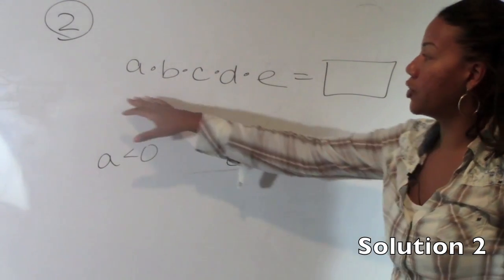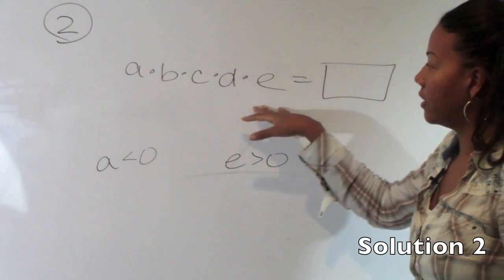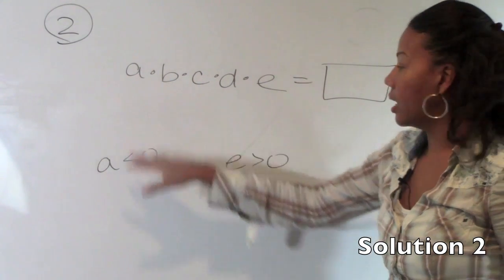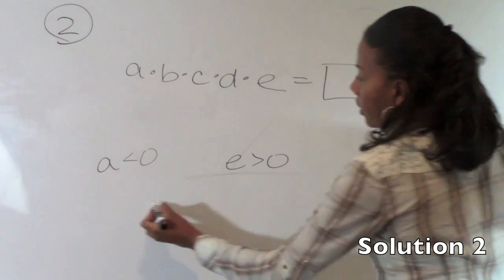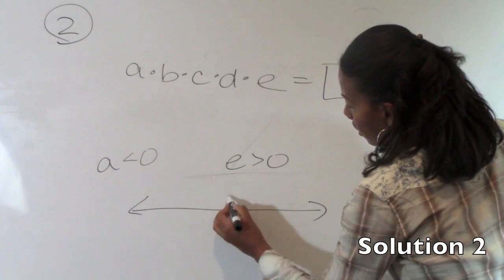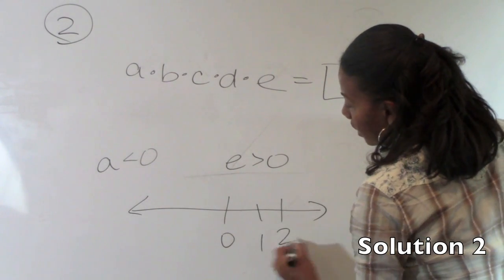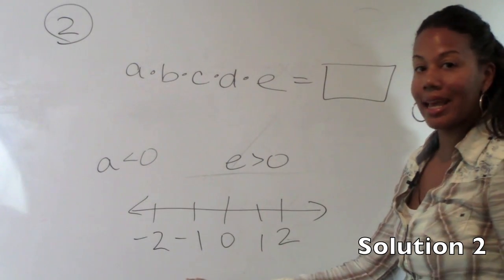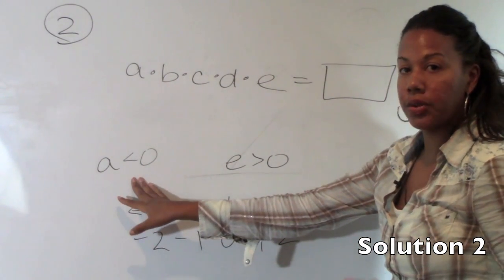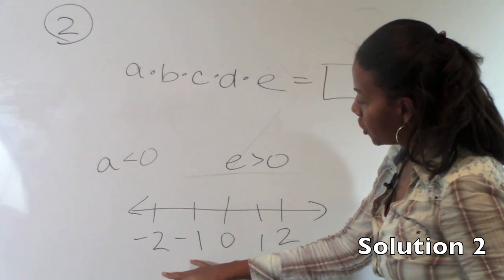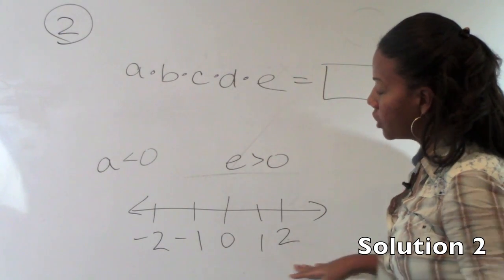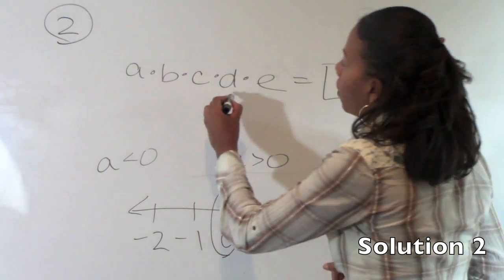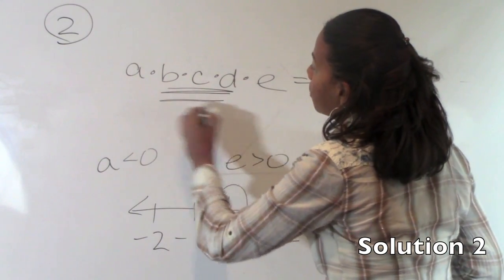Number 2 asks us for the product of 5 consecutive integers, given that the lowest one is less than 0, and the highest one is greater than 0. So that means, since we are doing consecutive numbers, we're going in a row. If one of your numbers is negative, and we don't know what a is, but we know that it's negative, since they are integers and they're consecutive, to go from negatives to the positives, we have to pass through 0. So that means that one of these middle numbers is 0.